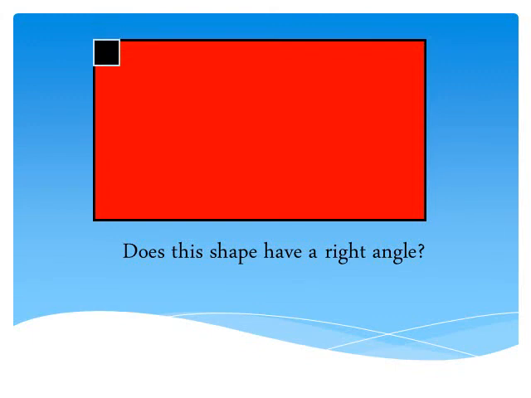Yes, this rectangle has 4 right angles. Yes, all these corners are right angles. This is the first one, the second one, the third right angle, and the fourth right angle. So this rectangle has 4 right angles.